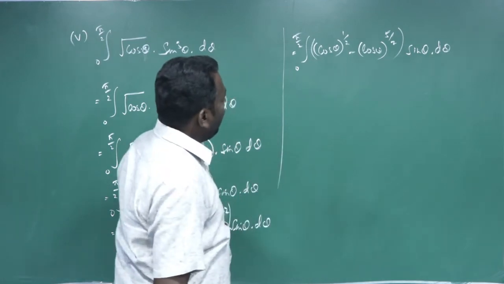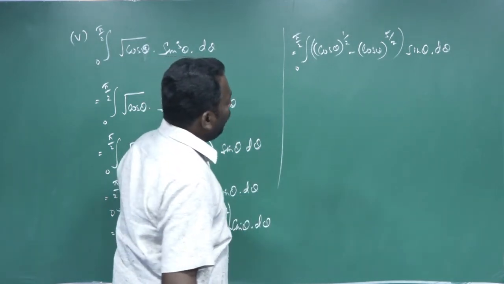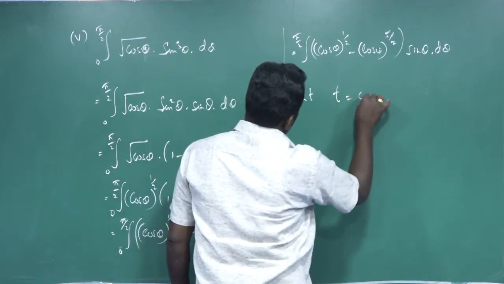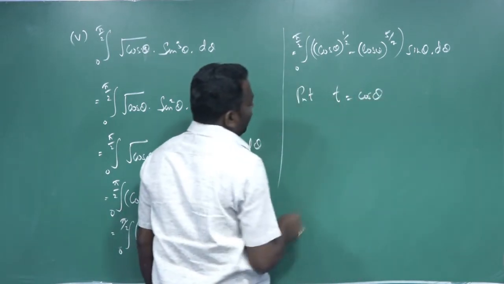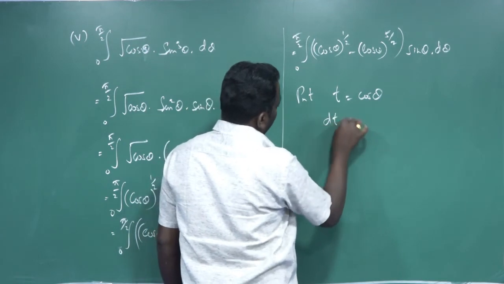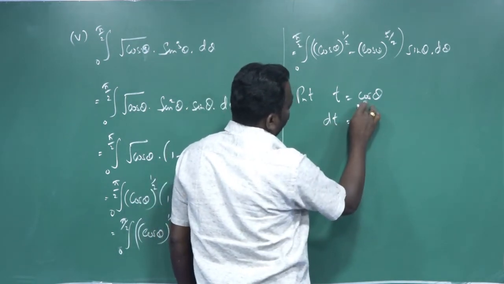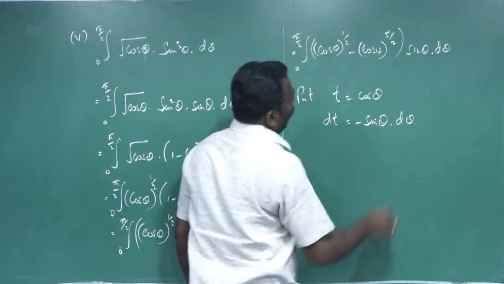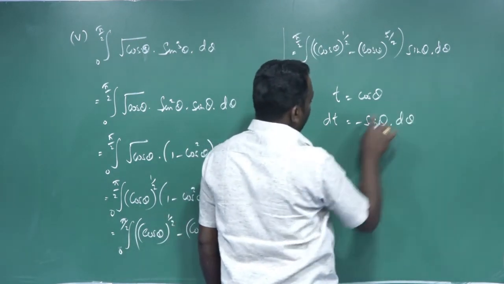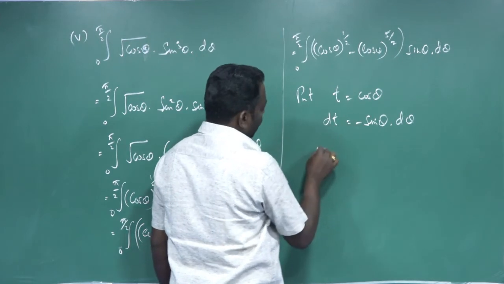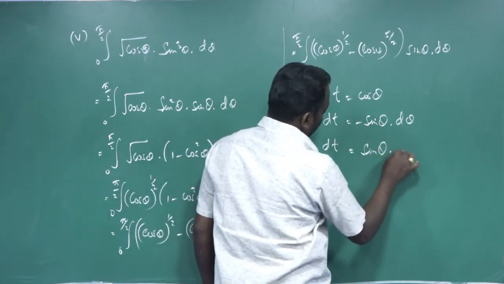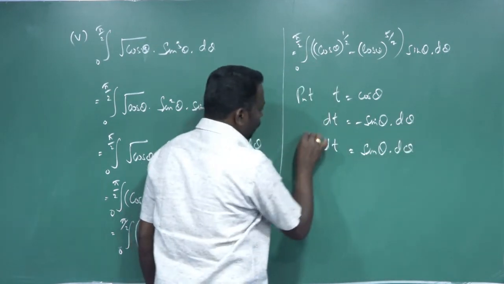Now we can take cos theta equal to t. Put t is equal to cos theta. Differentiation becomes dt, that is equal to the differentiation of cos, which is minus sin theta into d theta. Now we have sin theta d theta. Just transfer this minus to the left hand side of the equation. Minus dt is equal to sin theta into d theta.